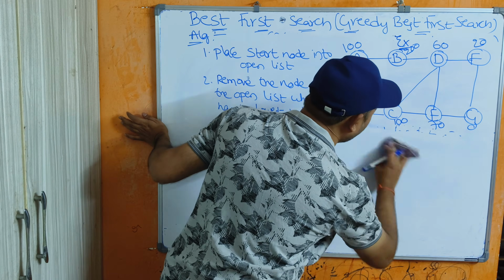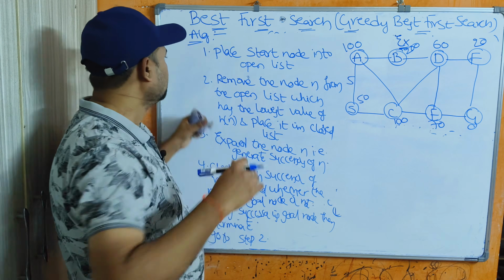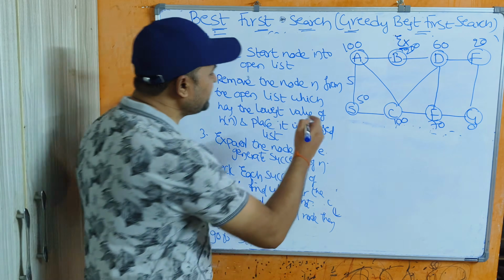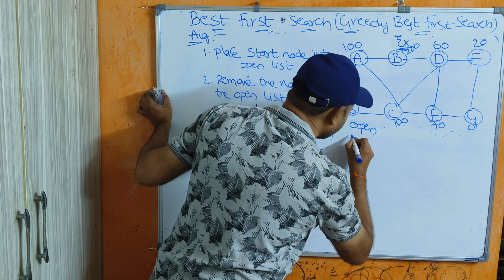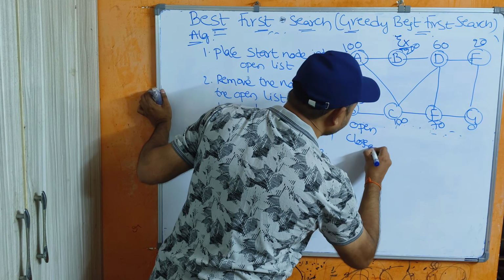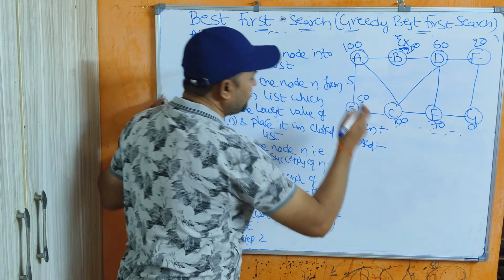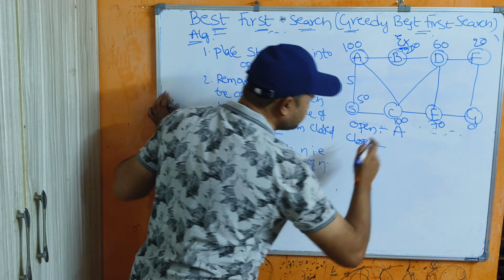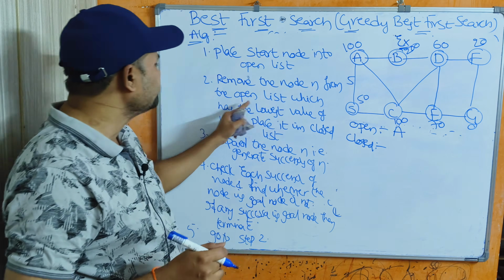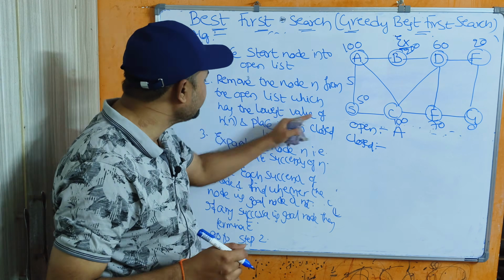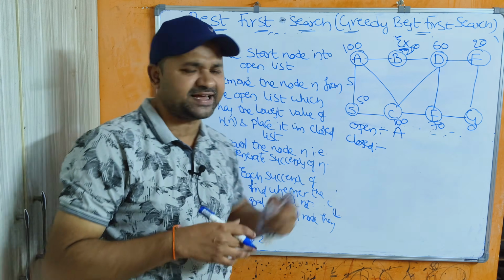Now let us solve this problem with the help of this example. Place the starting node in the open list. So here we will have two lists: the first one is the open list, the second one is the closed list. What is the starting node? A. So place the node in the open list. Second step, remove the node n from the open list which has the lowest value of h(n) and place it in the closed list.